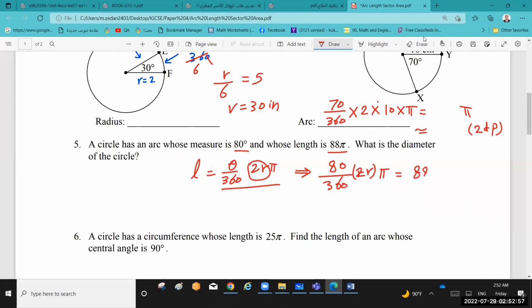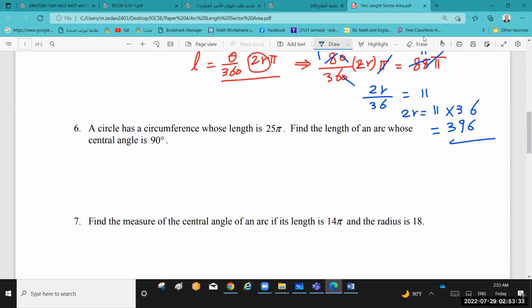is equal to 88 pi. To solve this equation, simply divide each side by pi, and divide the 0 and 0 cancel, divide by 8, 88 divided by 8 is 11. So what do I have now? I have now 2r over 36 is equal to 11. So the 2r is equal to 11 times 36, which is 396. Thank you, it's easy.